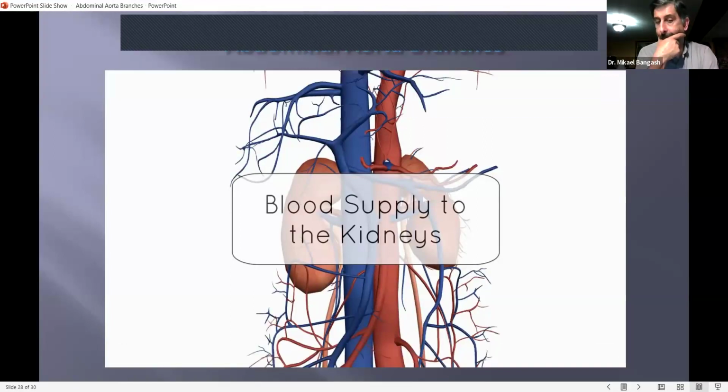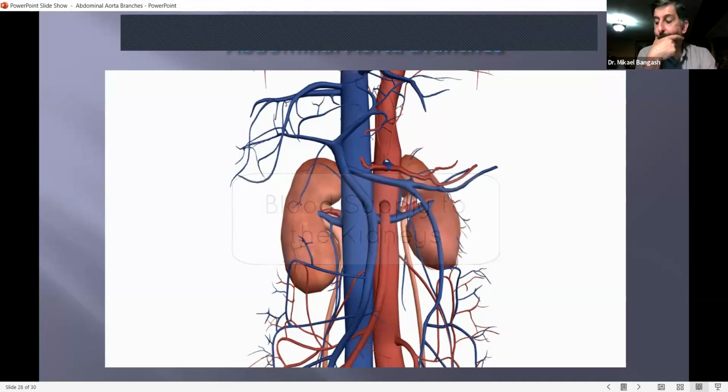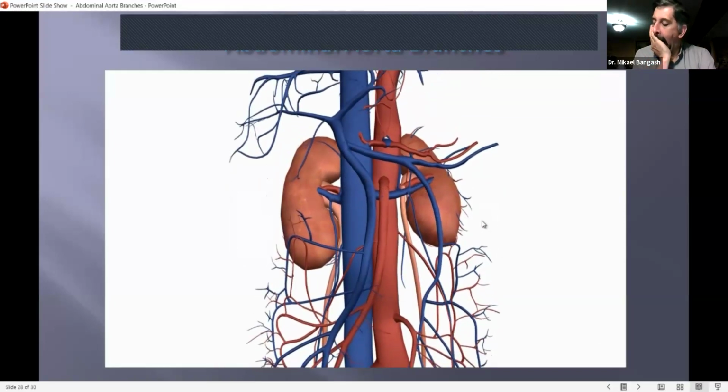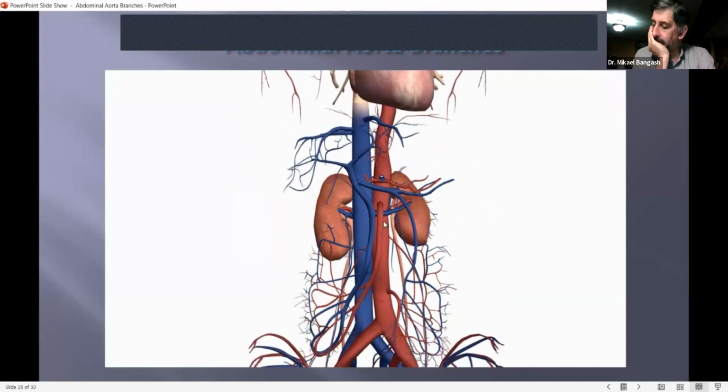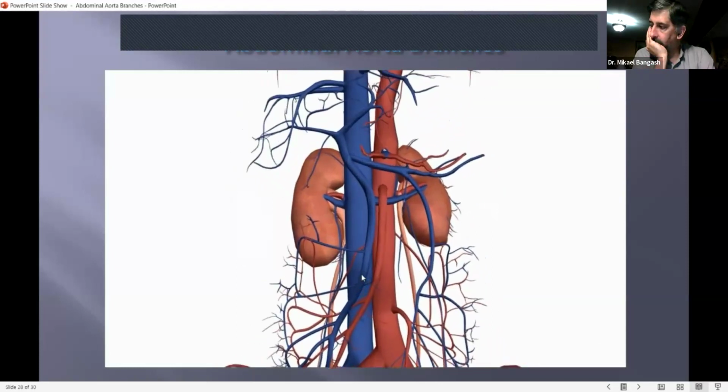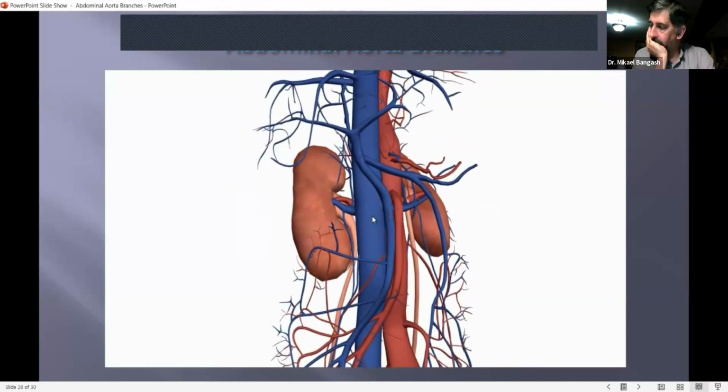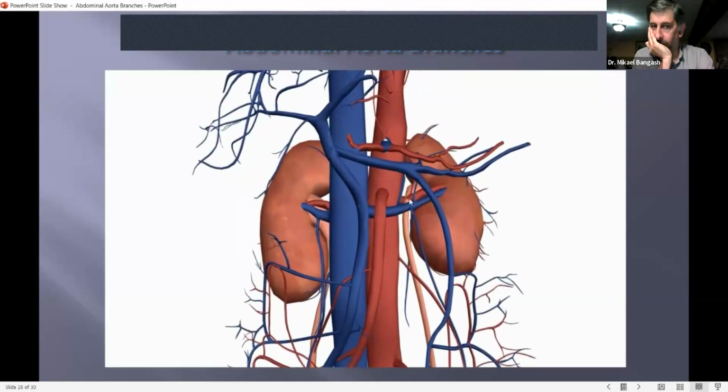So the blood supply to the kidneys is by the renal arteries and veins. It's supplied by the renal artery and drained by the renal vein. What we're looking at here is the abdominal aorta, and we've got the inferior vena cava. You can see the renal arteries coming off the abdominal aorta just below the level of the superior mesenteric artery.